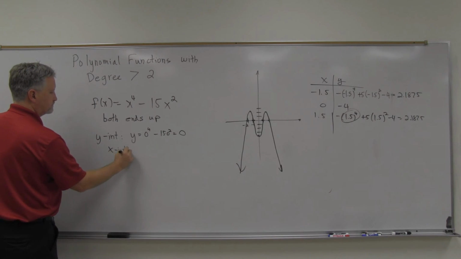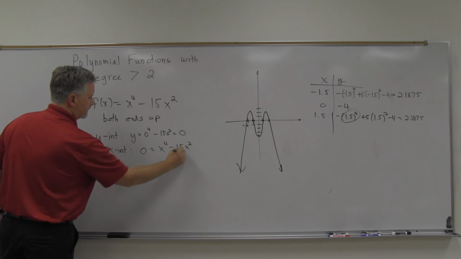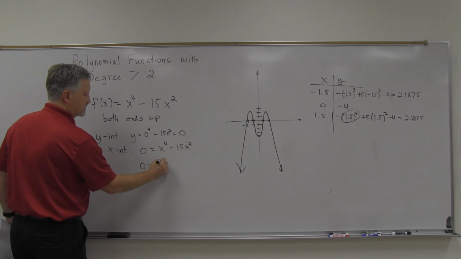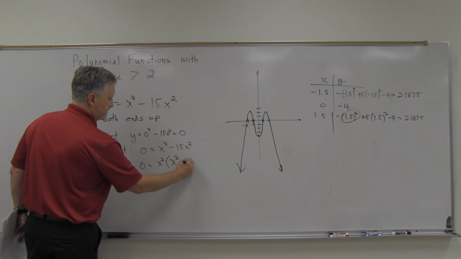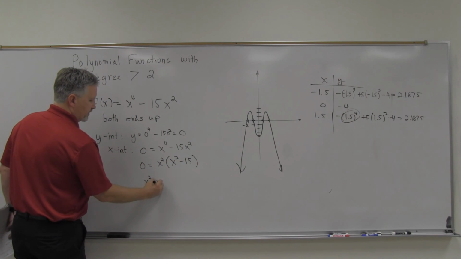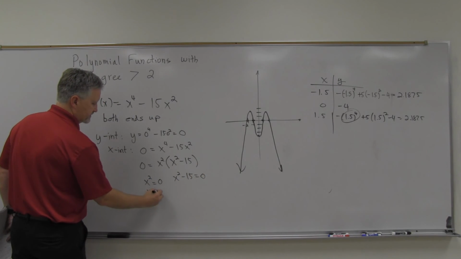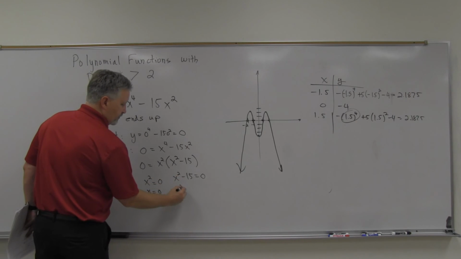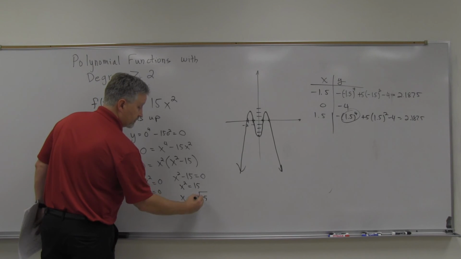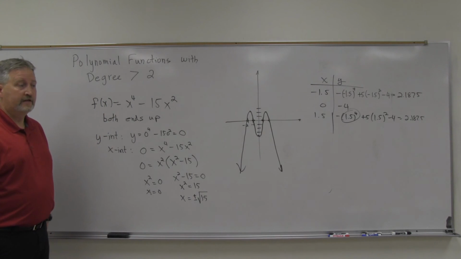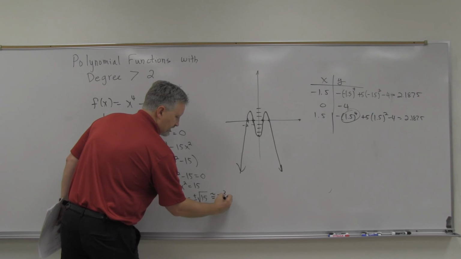X-intercept: y is 0, so it's 0 equals x to the 4th minus 15x squared. If I factor off the common factor of x squared, it'll be x squared times x squared minus 15. So I've got x squared equals 0, x squared minus 15 equals 0. Well, that's just x equals 0. This one, though, what have we got here? Square root of 15 or negative square root of 15, right? Which is about 3.872. 3.87?